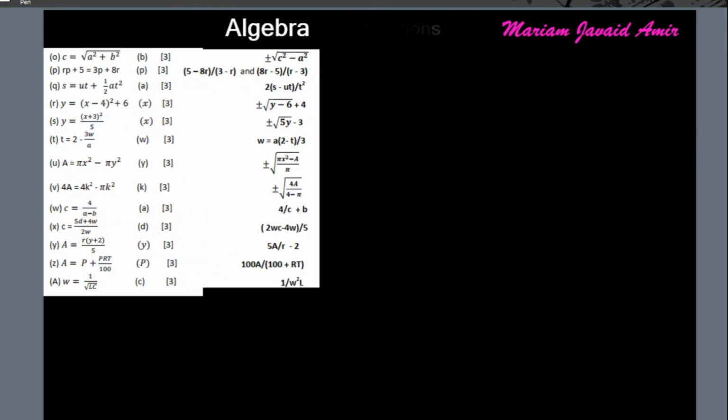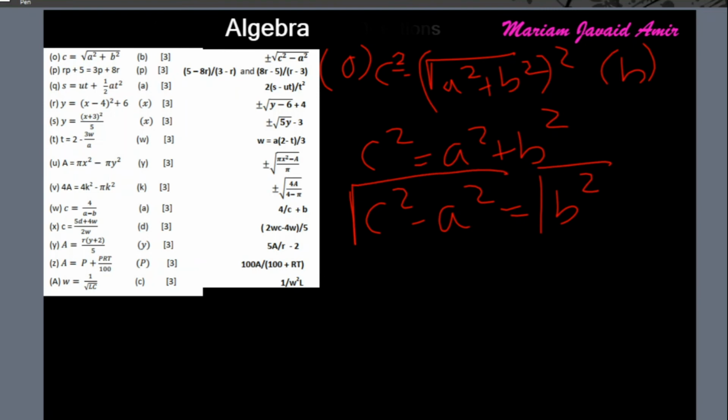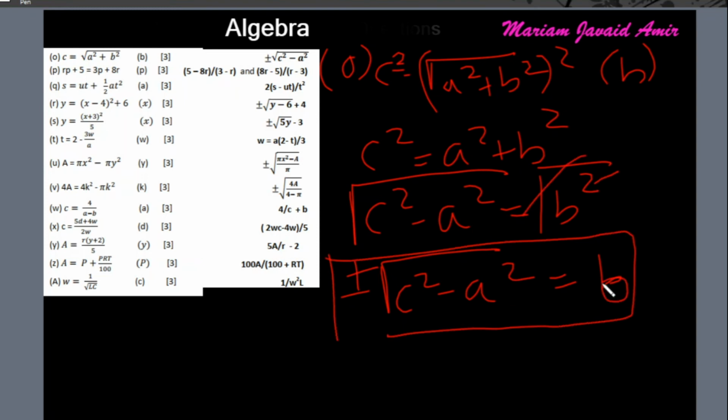Next up is part O, which is c equals under root a square plus b square, and we have to make b the subject. So get rid of this under root first by taking square on both sides. C square equals a square plus b square. Bring a to the left hand side, get rid of the under root on b by taking under root on both sides. Write plus minus with the under root equals b. These two cancel out. This is the answer for part O.